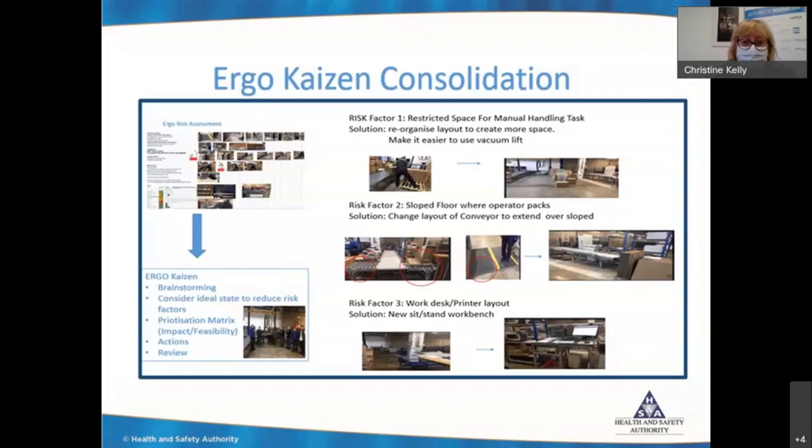It seems very simple, but I suppose it depends on the scope of your Kaizen also. I try to keep ergonomic Kaizens defined within a limited scope, so we can do a lot more actions.